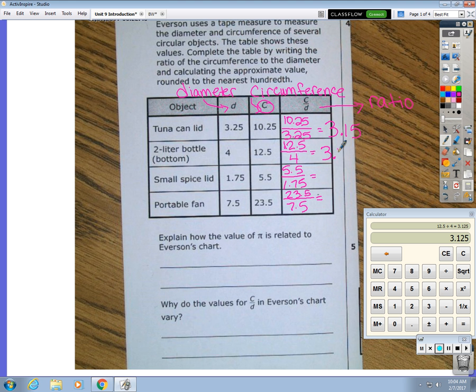Is that one close too? Why do you think they're not all super 3.14 accurate? Because of error. Because of human error, and it's an approximation, right? It says approximate value. It probably depends on what measuring tool was used, a little bit of human error, but it's approximate. The small spice lid, if we divide that, we get 3.14. And the portable fan, if we divide that, we're going to get 3.13.